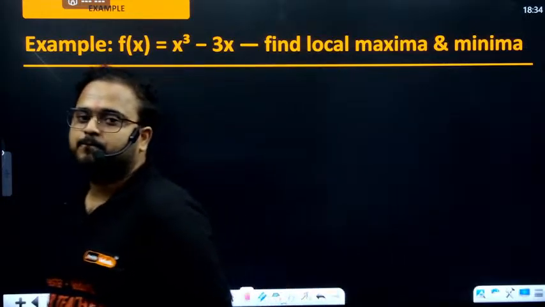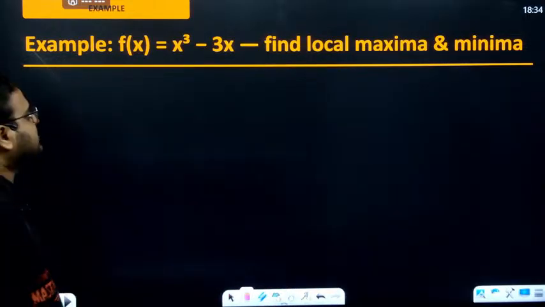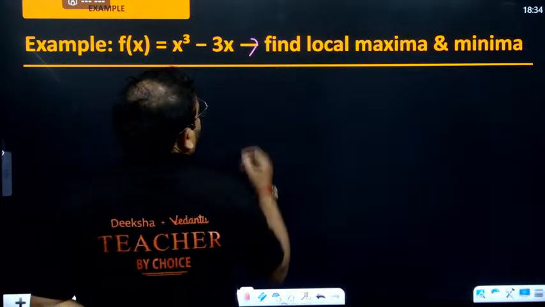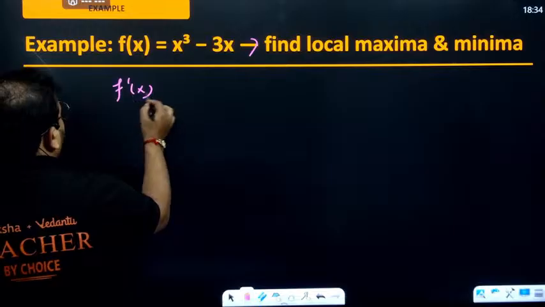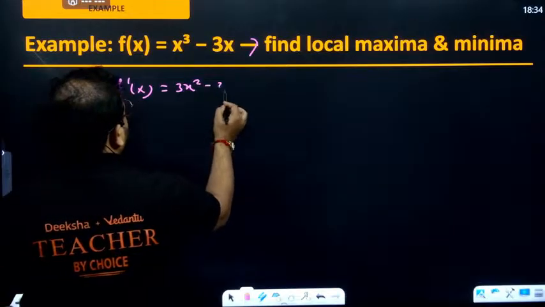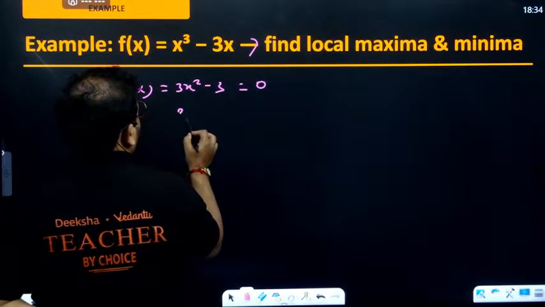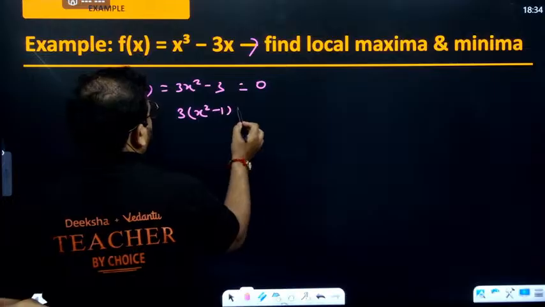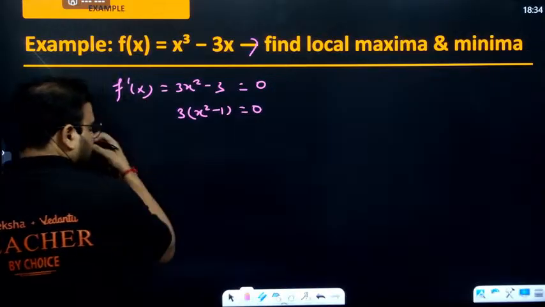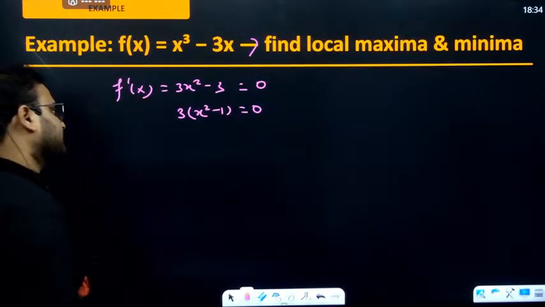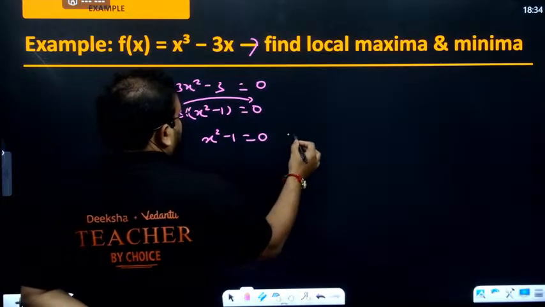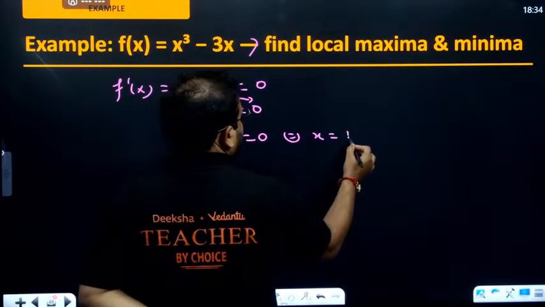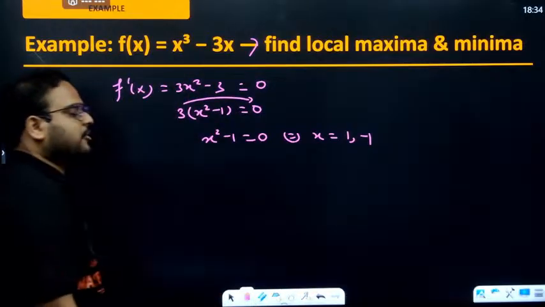Okay. f(x) is x cube minus 3x. We need to find the local maxima and local minima. Starting with what first step? f dash of x is 3x square minus 3 equals 0. Take 3 common, you get x square minus 1 as 0. Bring this over here, you get x square minus 1 is 0, meaning x value is either 1 or minus 1.